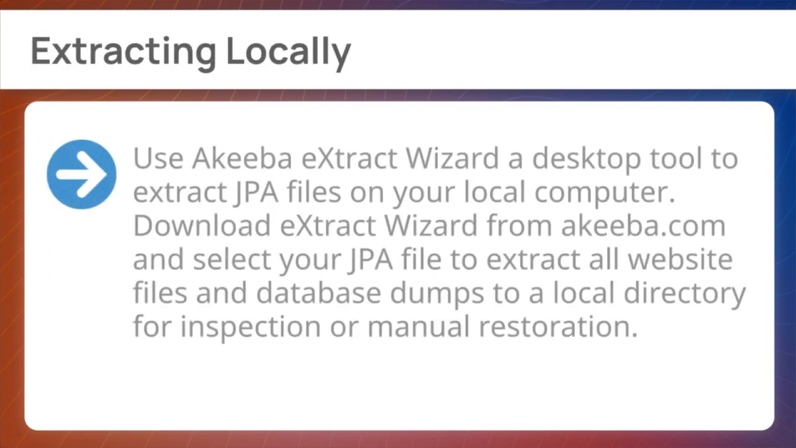Next, extracting locally. Use Akeeba Extract Wizard, a desktop tool to extract JPA files on your local computer. Download Extract Wizard from akeeba.com and select your JPA file to extract all website files and database dumps to a local directory for inspection or manual restoration.